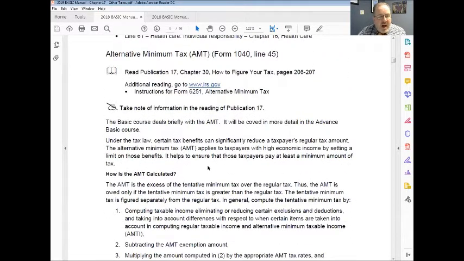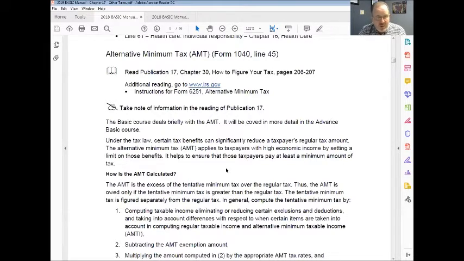All right. As it says here, we're going to start with the alternative minimum tax, and it says under the tax law, certain tax benefits can significantly reduce a taxpayer's regular tax amount. The AMT applies to taxpayers with high economic income by setting a limit on those benefits. It helps to ensure that those taxpayers pay at least a minimum amount of tax.